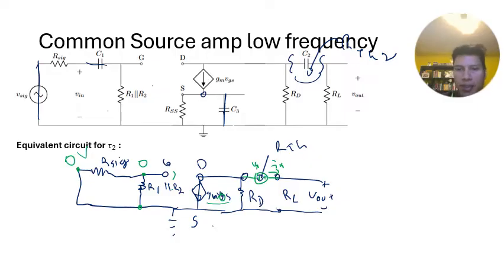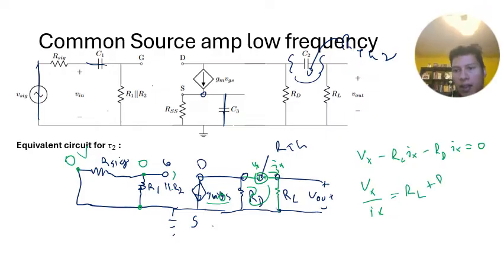Hold on, I forgot to draw RL here, so there's my RL. Okay, so now we can do the loop equation. We have Vx minus RL Ix minus RD Ix. That should all be equal to 0. So we get that Vx over Ix equals RL plus RD.